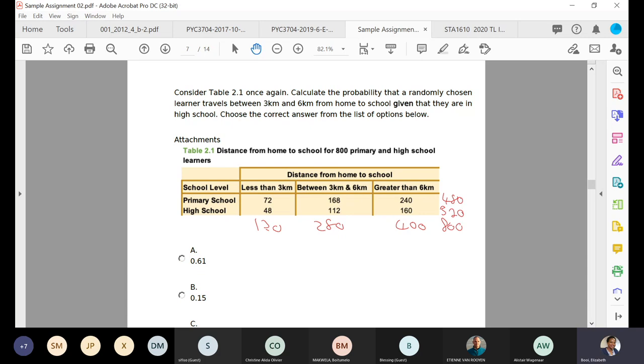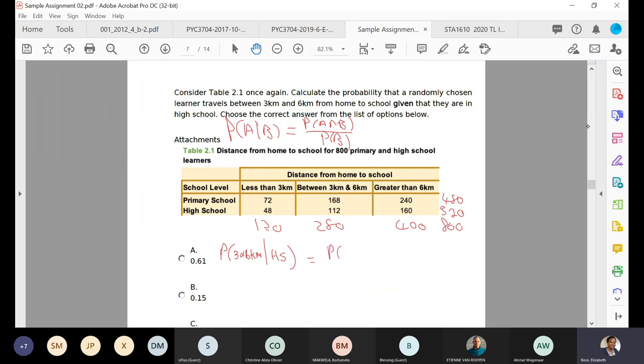So the next question they are asking you is: calculate the probability that a randomly chosen learner travels between 3 kilometers and 6 kilometers from home, given that they are in high school. So remember, the probability of A given B is given by the joint probability of A and B divided by the probability of the given, which is B. So on this one, they say calculate the probability that they travel between 3 kilometers and 6 kilometers, given that they are in high school.